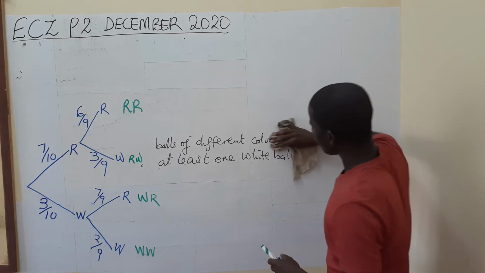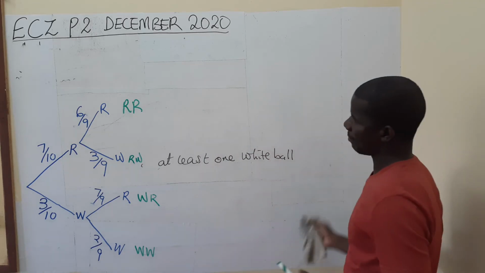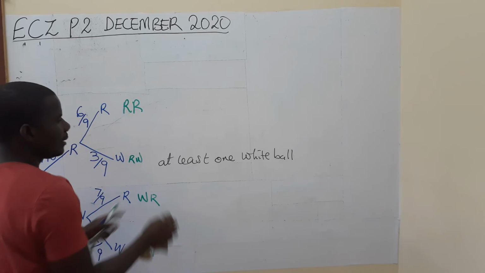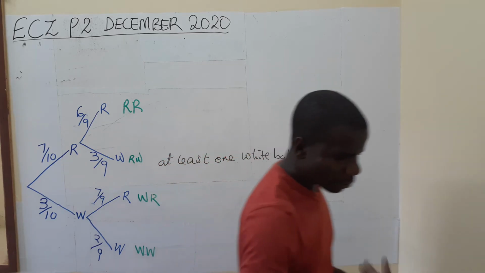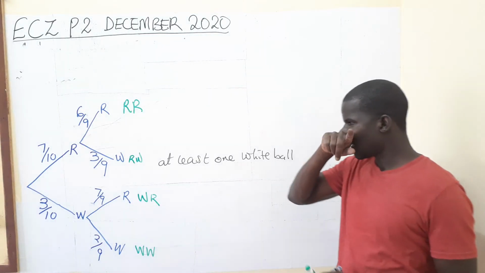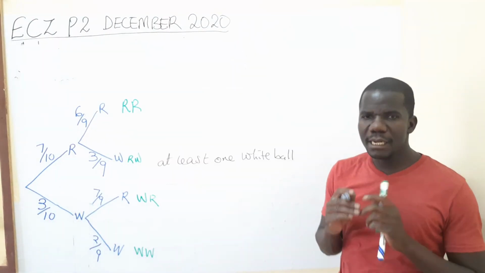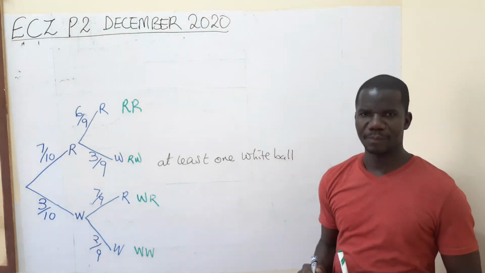Okay. So now we come to the question that was in the exam. This is one of the questions. At least one white ball. What does that mean? "At least" is the word that means minimum. So it's like a white ball is a must.